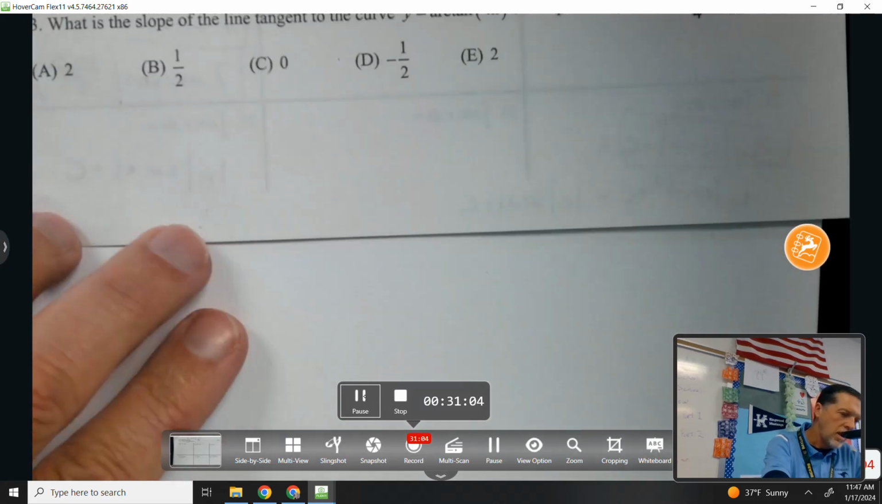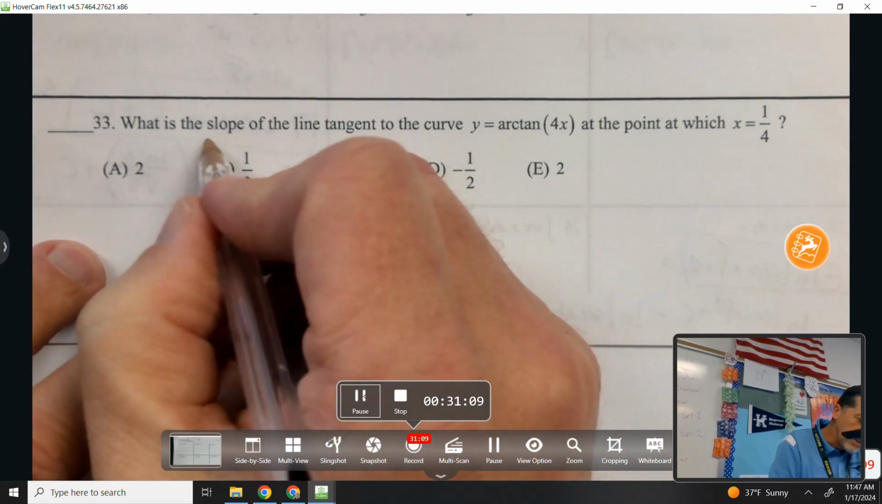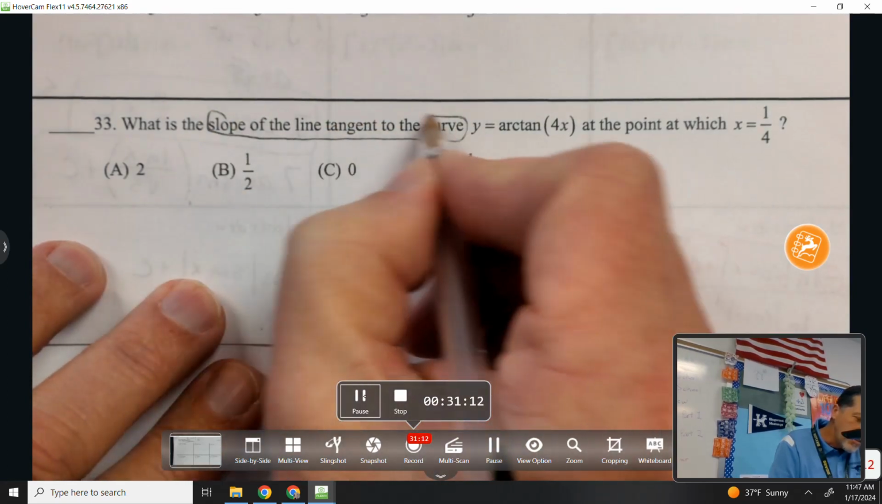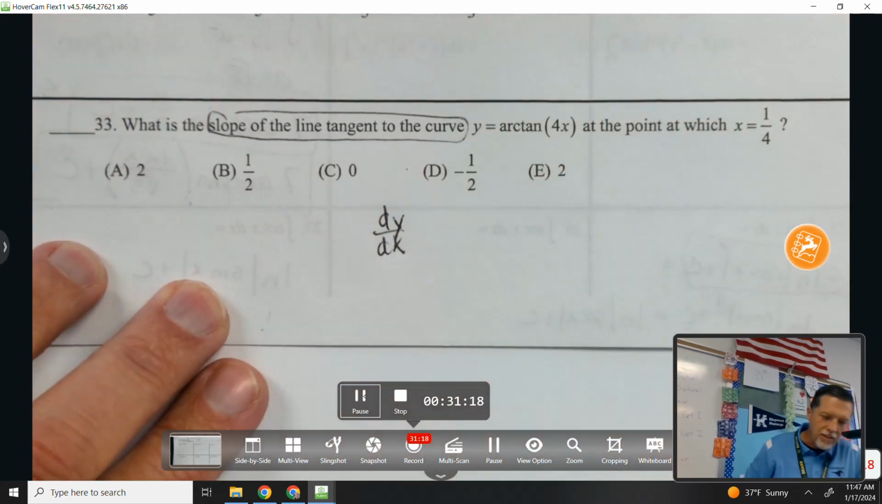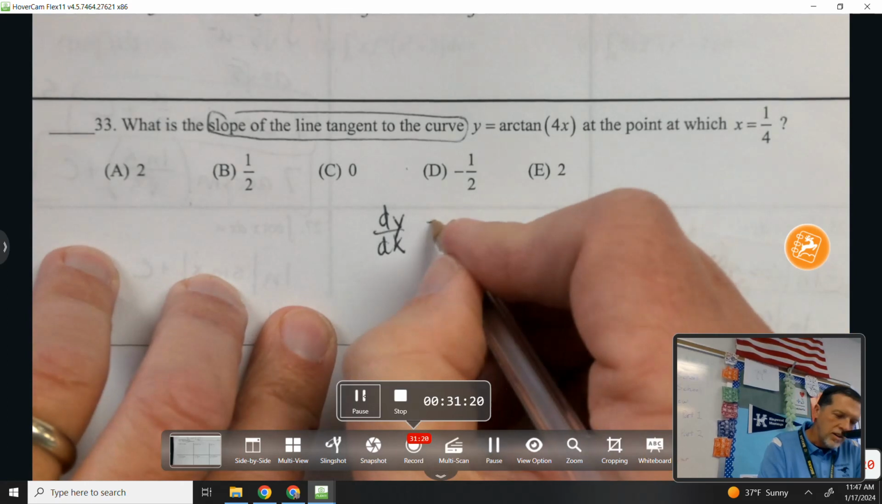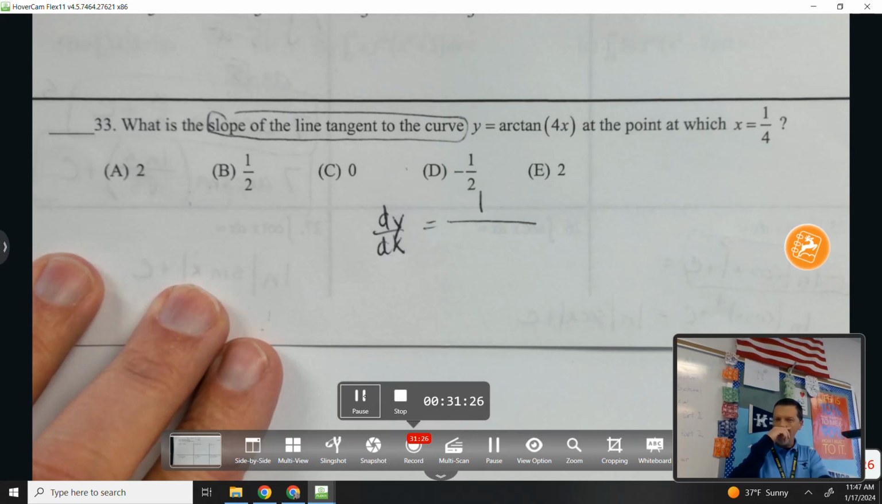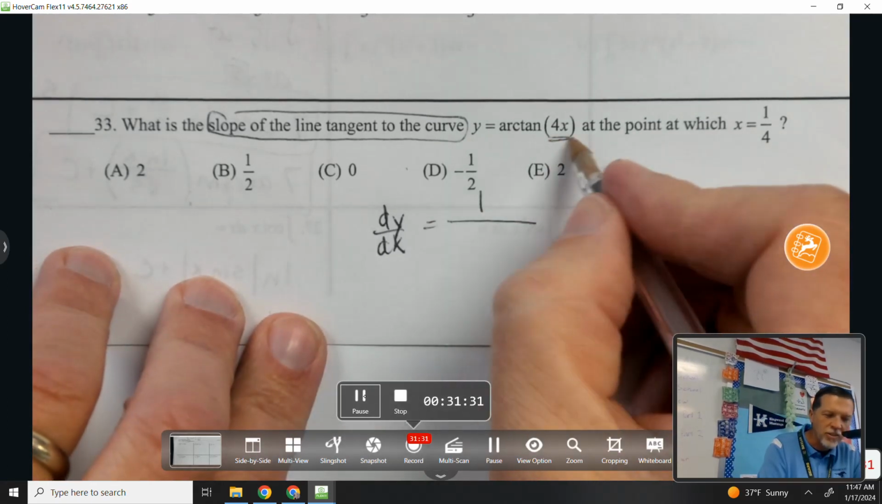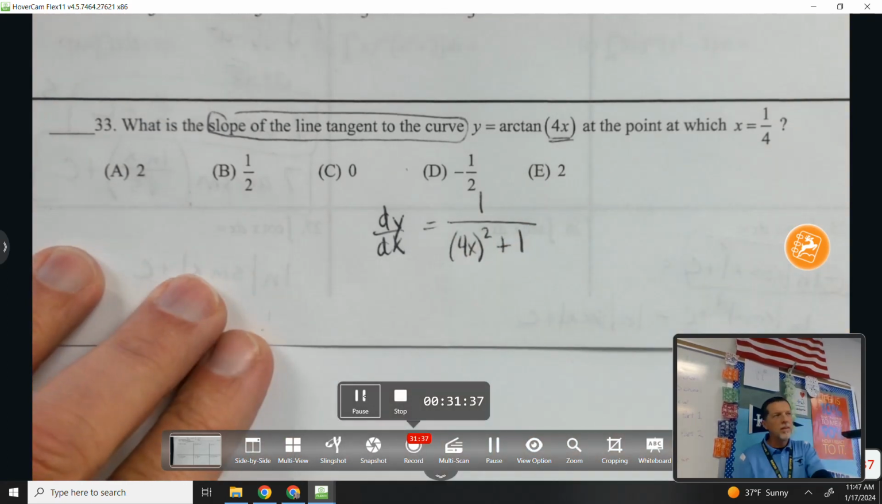All right, last one. Oh, speaking of code words for derivatives, what is the slope of the line tangent to the curve? So find dy dx when x is 1/4. Okay, so tangent, we haven't done a tangent yet. So tangent doesn't have a square root, and we add argument squared plus 1. So be careful, it's not just x squared, it's 4x squared plus 1. Or was it 1 plus the argument squared? It doesn't matter because it's addition.